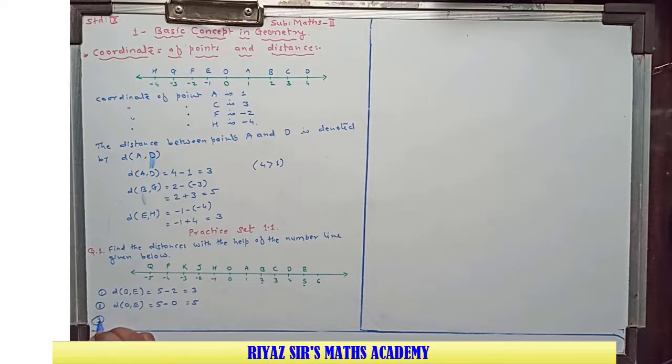Third distance I take as distance QB. Now here the coordinate of point B is 2 and Q is -5. So 2 is on the right hand side of this -5, so this 2 is always greater. So just subtract -5 from 2. You will get 2 minus -5, that is equal to 2 minus plus 5, that is equal to 7.